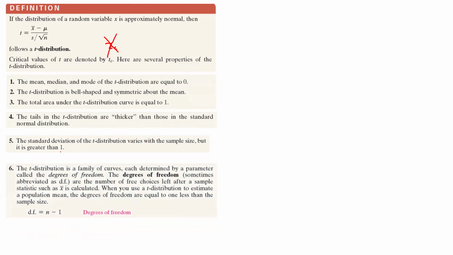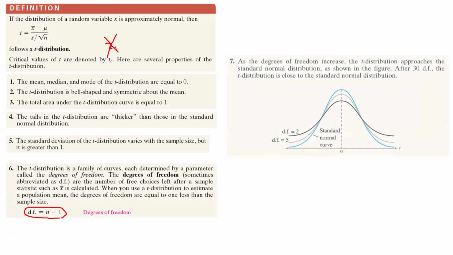Well, the t-distribution gives you a family of curves. Each one is determined by a parameter that we call degrees of freedom. Degrees of freedom, sometimes abbreviated as df, are the number of free choices left after a sample statistic such as x bar is calculated. When you use a t-distribution to estimate the population mean, the degrees of freedom are equal to 1 less than the sample size. So this is the formula that we're following, calculating the degrees of freedom.